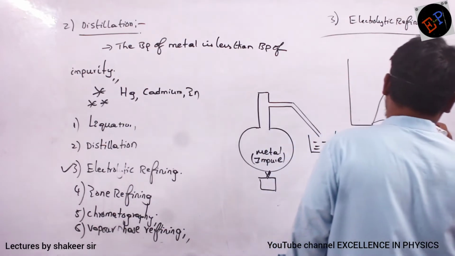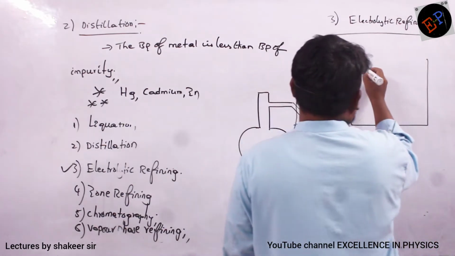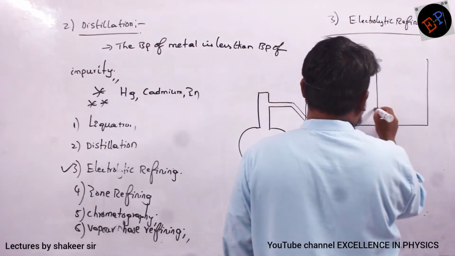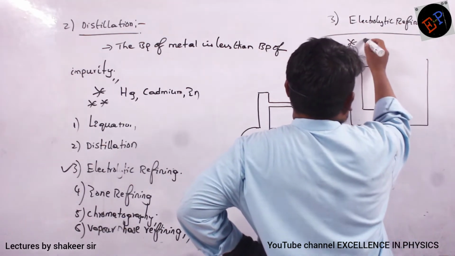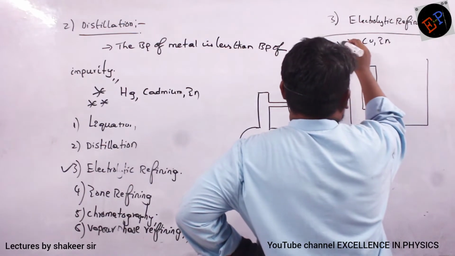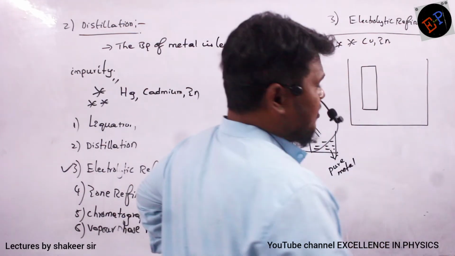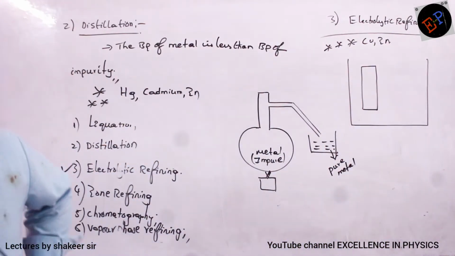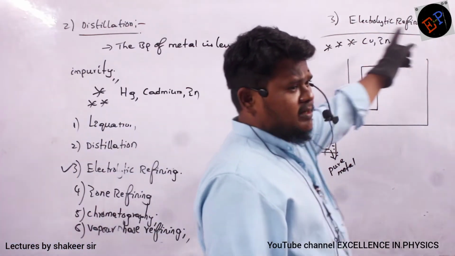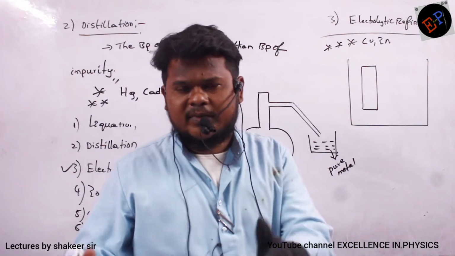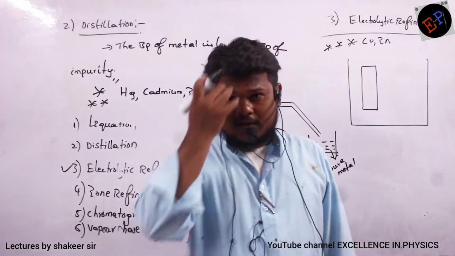So we take an electrolytic apparatus and we insert one impure metal. For example, here what are the metals which can be refined? Copper, zinc. These are the two metals which can be refined by using electrolytic refining. Examples are very important. Clear? So copper and zinc, two metals which can be refined by this process of electrolytic refining.